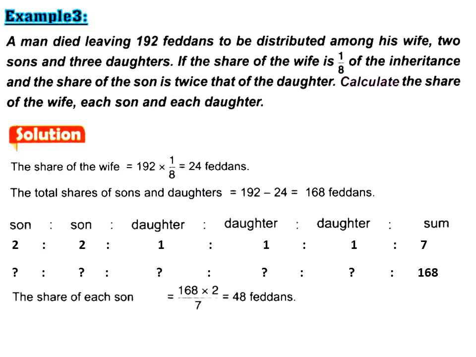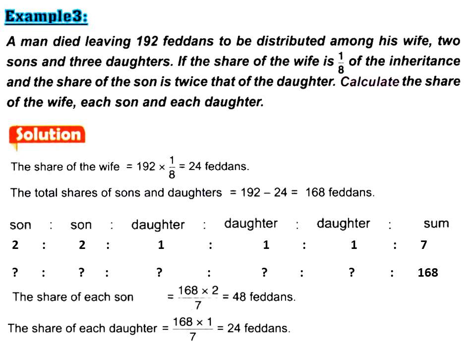The first son will take 48 fadans, and the second son will take 48 fadans. For the share of the daughter, by using cross multiplication, I will multiply 1 times 168 divided by 7, which is 24 fadans. So the share of the first daughter equals 24, the second daughter 24, and the third daughter the same, 24. So the shares of the sons are 48, 48, and the daughters 24, 24, 24.